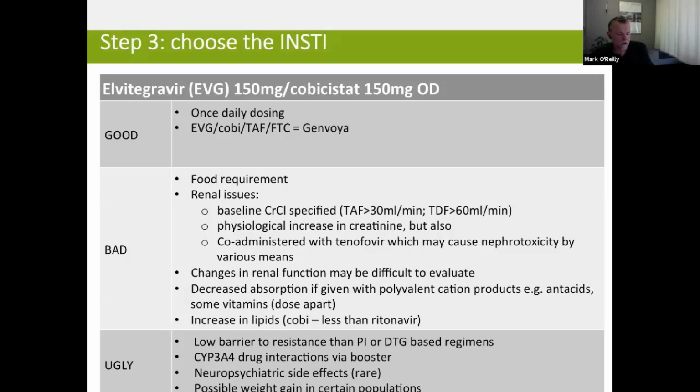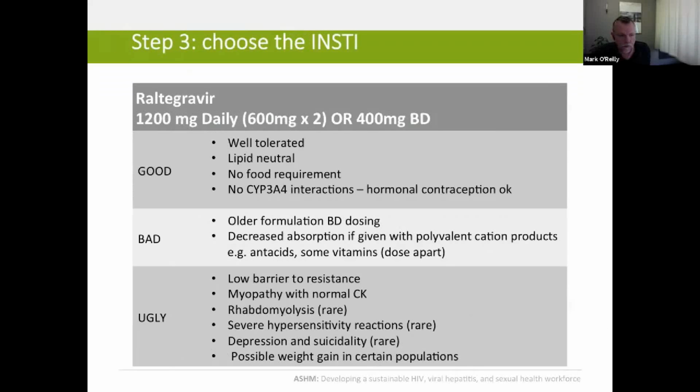It's a lower barrier in terms of the ugliness of this drug. It has a lower barrier to resistance than boosted protease inhibitors or dolutegravir and bictegravir-based regimens. It is the perpetrator of some drug interactions as a booster because it inhibits the CYP3A4 enzymes. Rarely it has been associated with neuropsych side effects. And again, we're concerned about the potential for weight gain in certain populations.